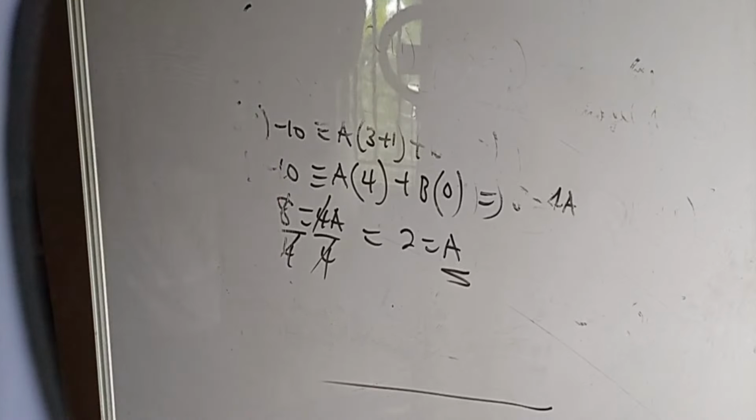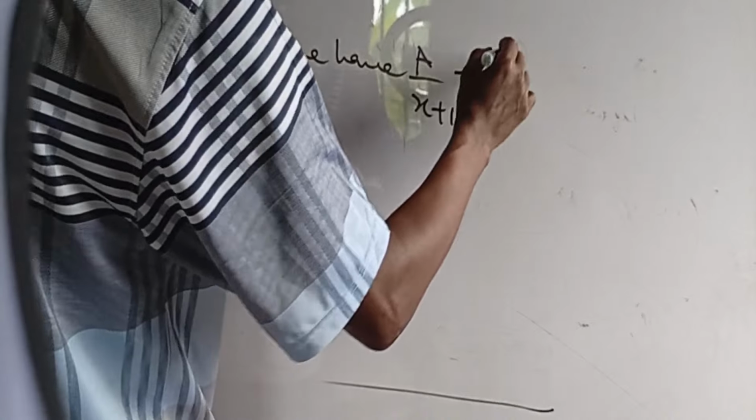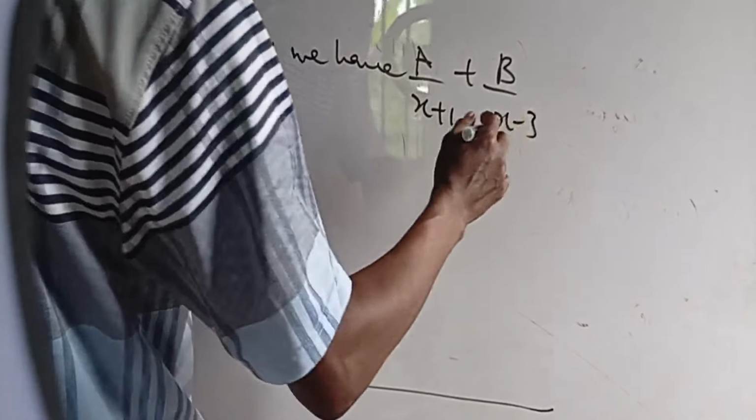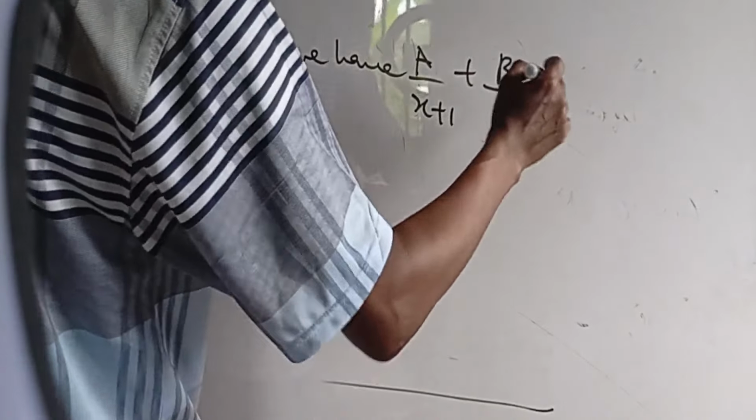No, initially we said that we have, recall, A all over x plus 1 plus B all over, I think, x minus 3. Okay? So that will now become what? Our A is 2 all over x plus 1, then plus our B is now equal to 4 all over x minus 3. So this is the result of the problem.